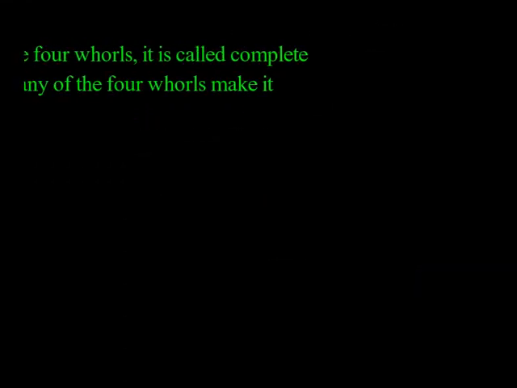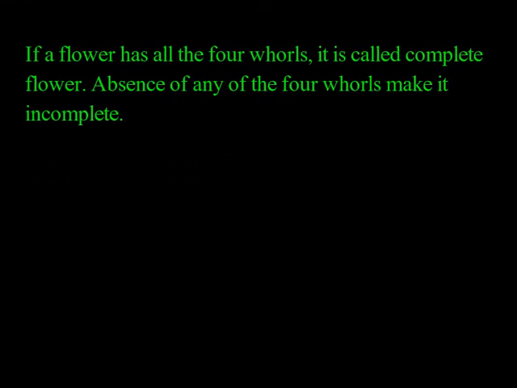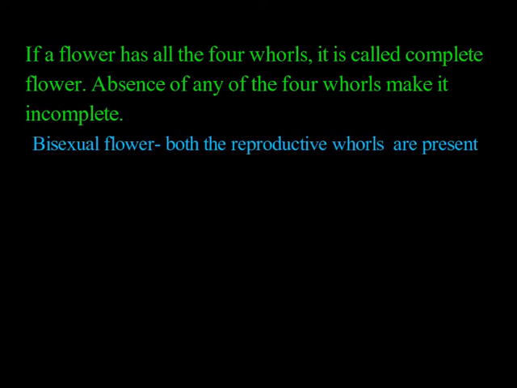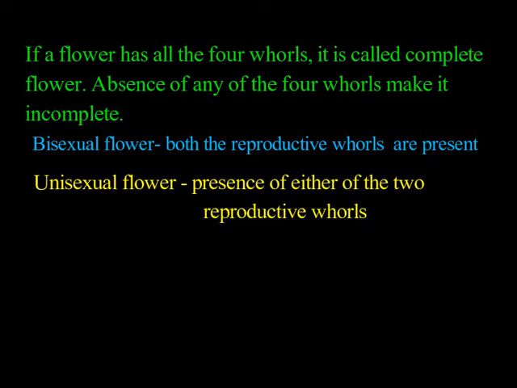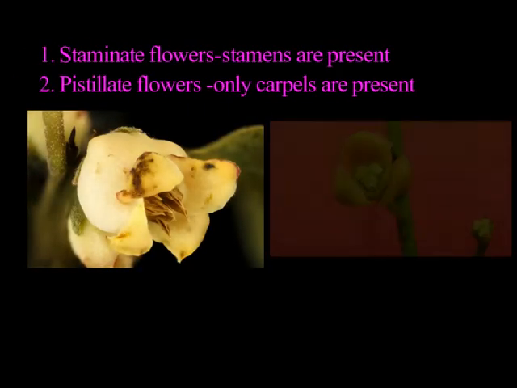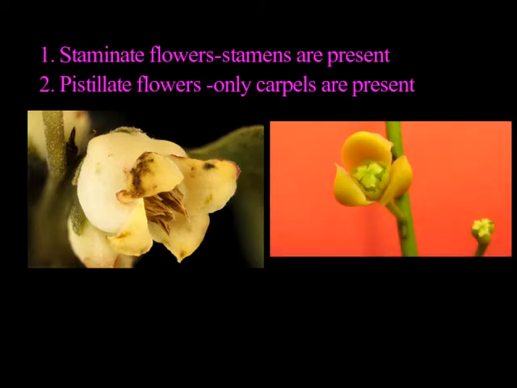If a flower has all the 4 whorls, it is called a complete flower. Absence of any of the 4 whorls makes it incomplete. If both the reproductive whorls, that is androecium and gynoecium, are present, it is called a bisexual flower, while presence of either of the 2 reproductive whorls makes it a unisexual flower. It may be staminate, that is stamens are present, or pistillate, that is only carpels are present.